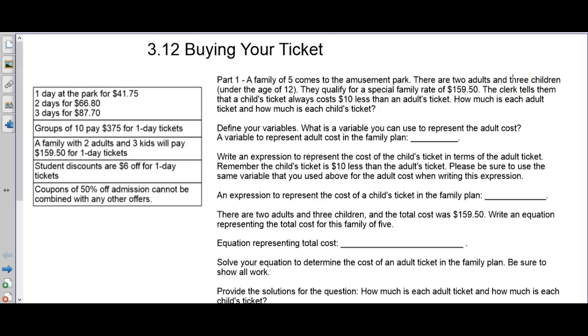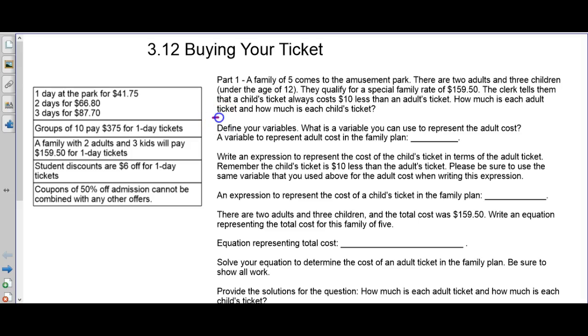So a family of 5 comes to the amusement park. There are 2 adults and 3 children. They qualify for the special family rate of $159.50. The clerk tells them that a child's ticket always costs $10 less than an adult's ticket. How much is each adult ticket and how much is each child's ticket? So this question will actually be answered by going through all of these steps.